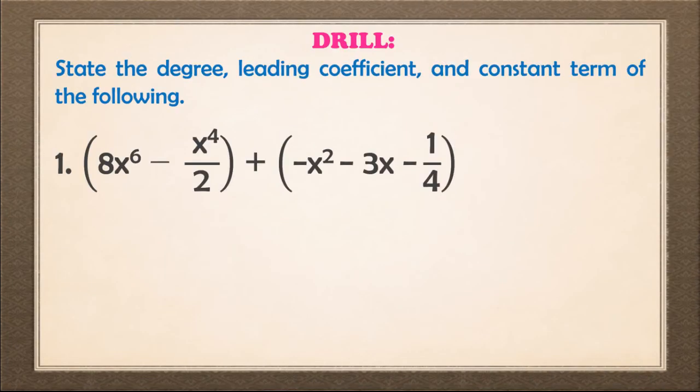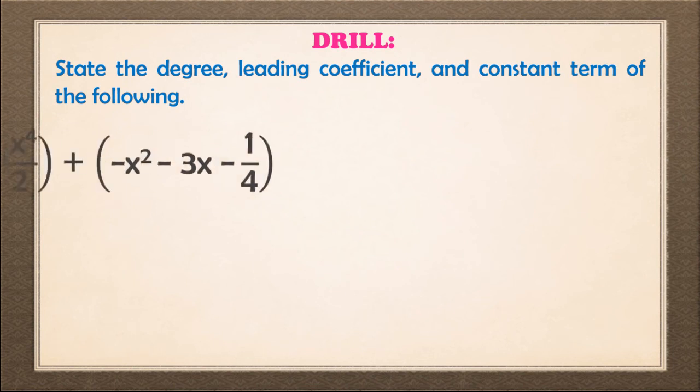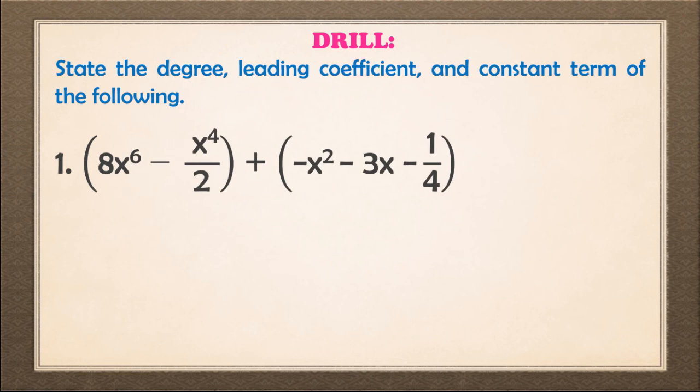Now let's try this next set of exercises. State the degree, the leading coefficient, and the constant term of the following. Number 1, 8x to the sixth minus x to the fourth over 2 plus the quantity negative x squared minus 3x minus 1/4. So what's the degree, the leading coefficient, and the constant term of this expression?